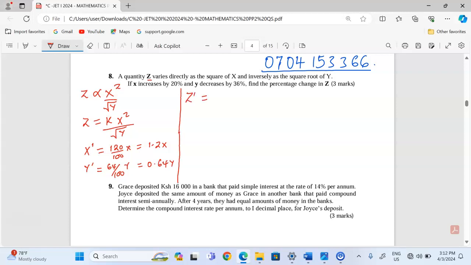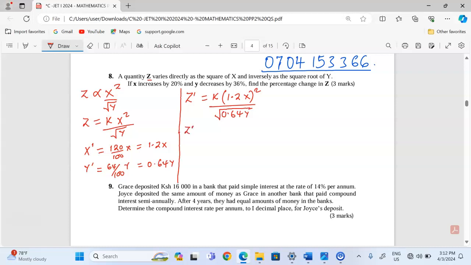Now with this, we can express the new z by saying the new z will become k multiplied by the new x squared. So the new x is 1.2 of original x squared divided by the square root of the new y, which is 0.64 of the original y. This is now the new y. So with this, let me finish up the expression.